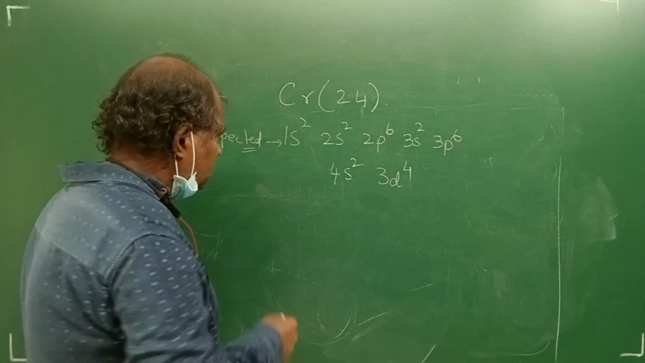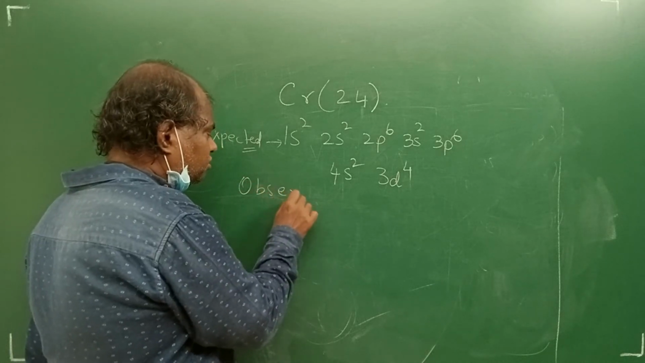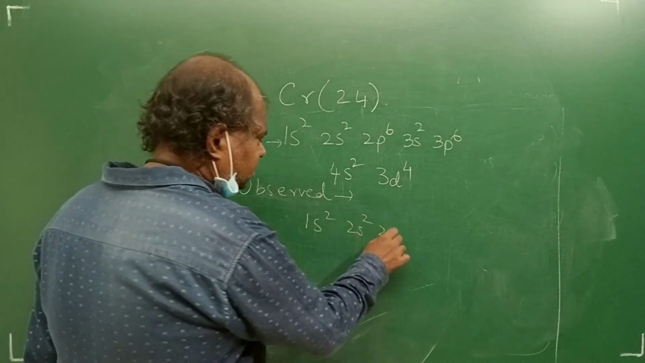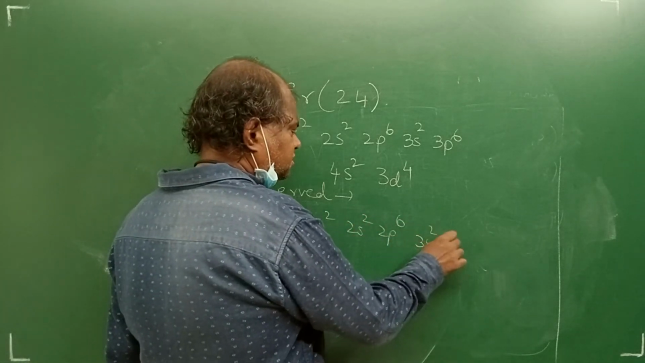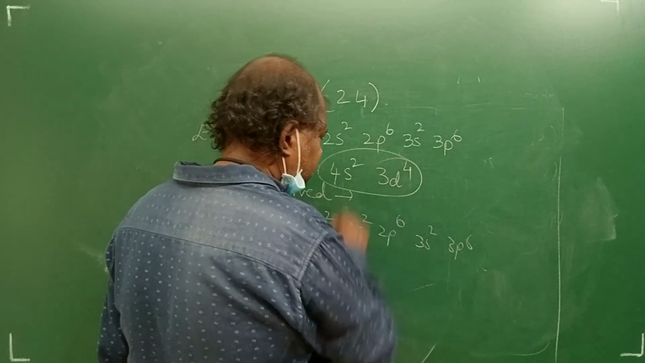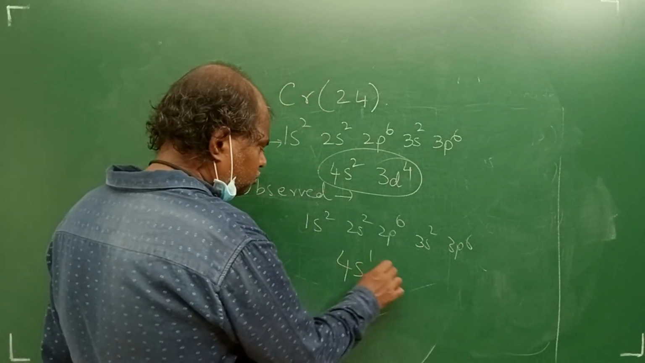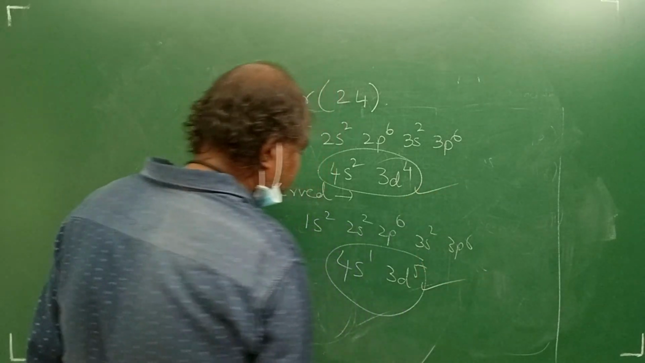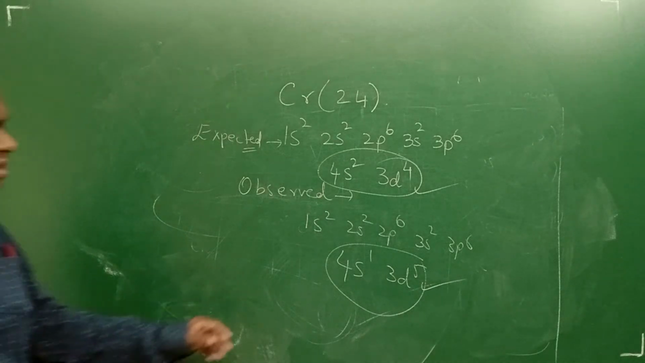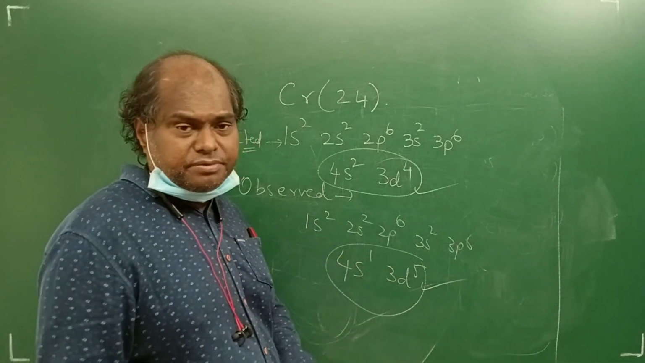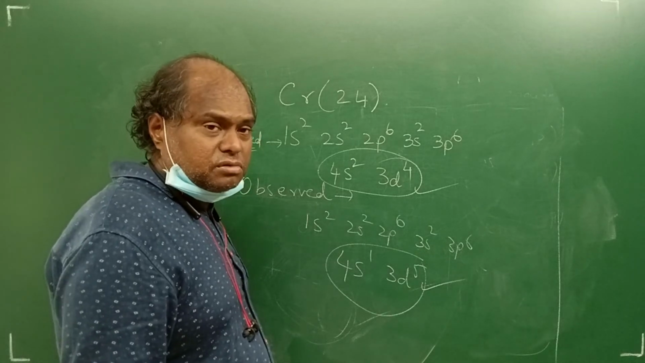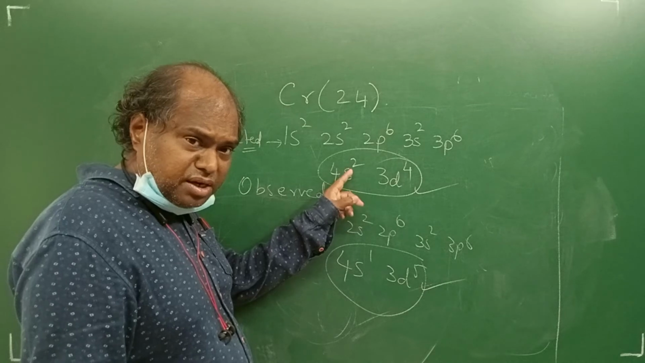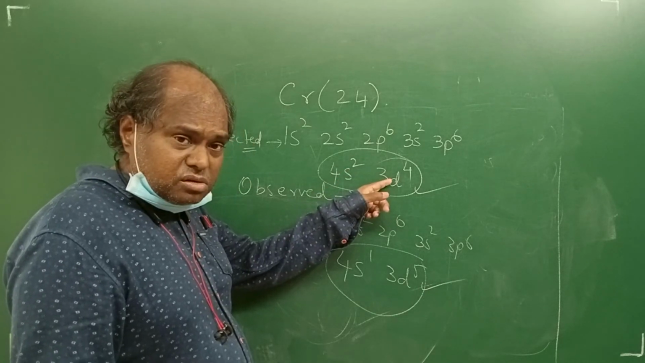But what is observed, from the experiment they have done, is that the first part will not change. First part is the same, no problem. Now there will be a change. Instead of writing 4s2, you can write 4s1 and 3d5. You see the change here only. Instead of 4s2, 3d4, I'm going to write 4s1, 3d5. I'm shifting one s electron, concentrate here, from 4s to 3d.